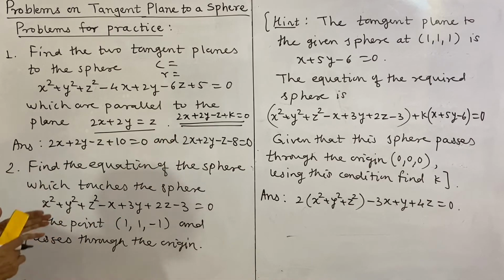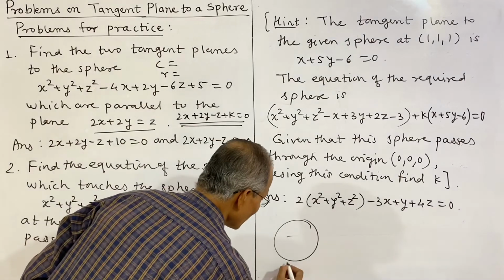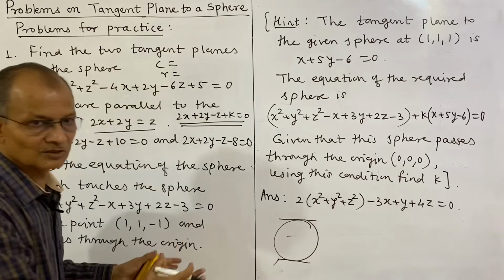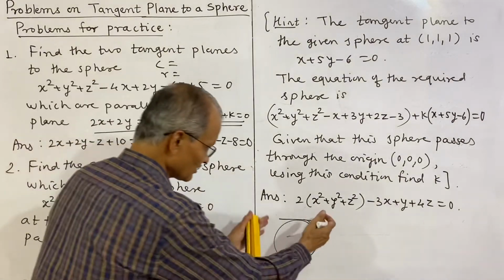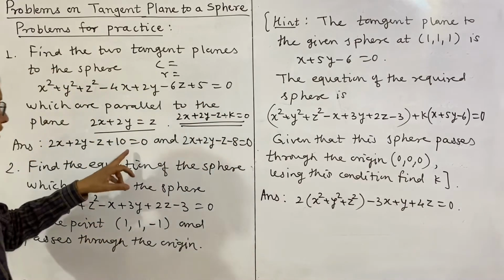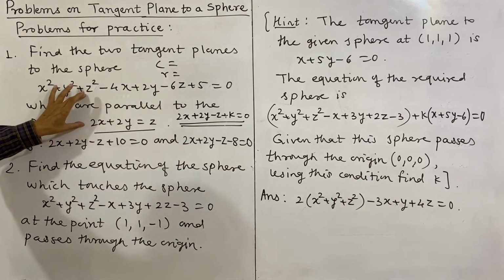Thus there will be two parallel tangent planes, and that means if the sphere is like this, one plane will be at the bottom and another will be at the top, like this. The position is parallel or side by side like this. So therefore there will be two tangent planes depending on the two values of k. We solve the first problem like this.